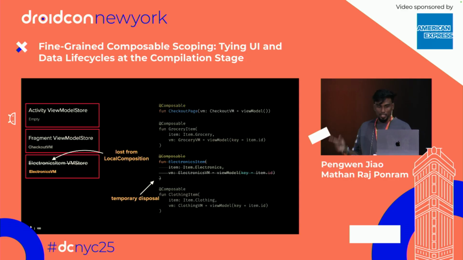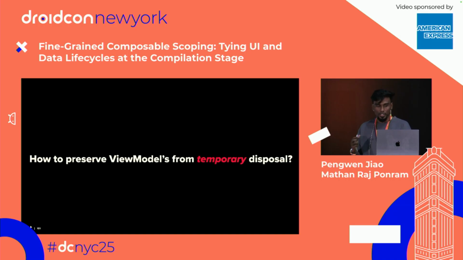It's going to be rebuilt again, so it's going to be completely removed from memory. So we need to keep the reference at some place, right? So how are we going to do that? We need to preserve the view model's information temporarily at some place, right?